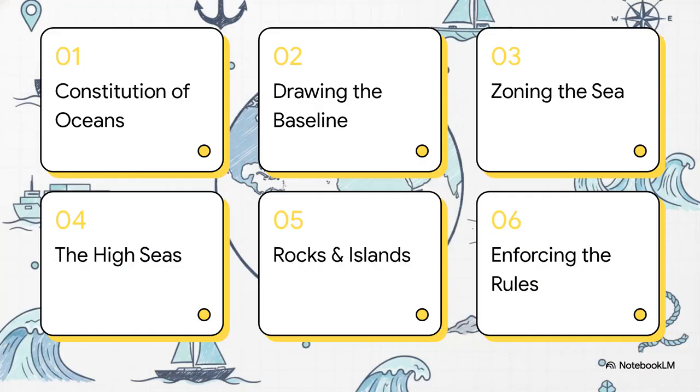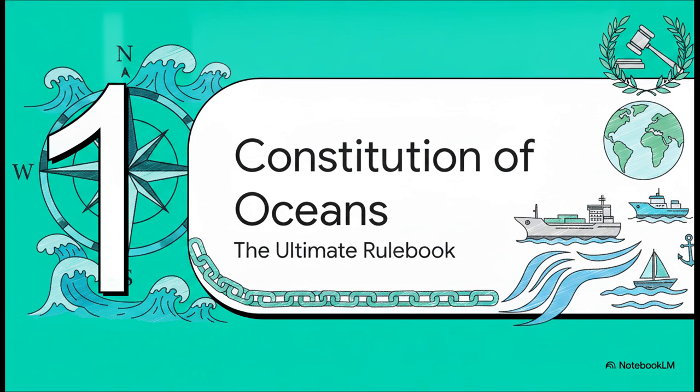Okay, let's dive right into our nautical chart for this journey. We'll be hitting the constitution of the oceans, drawing the baseline, zoning the sea, the high seas, rocks, islands, and disputes, and finally enforcing the rules. We're taking a spatial journey together, starting right at the coastline and traveling straight out into the depths of international waters. Section 1. Constitution of the Oceans, the ultimate rulebook governing 70% of the planet.